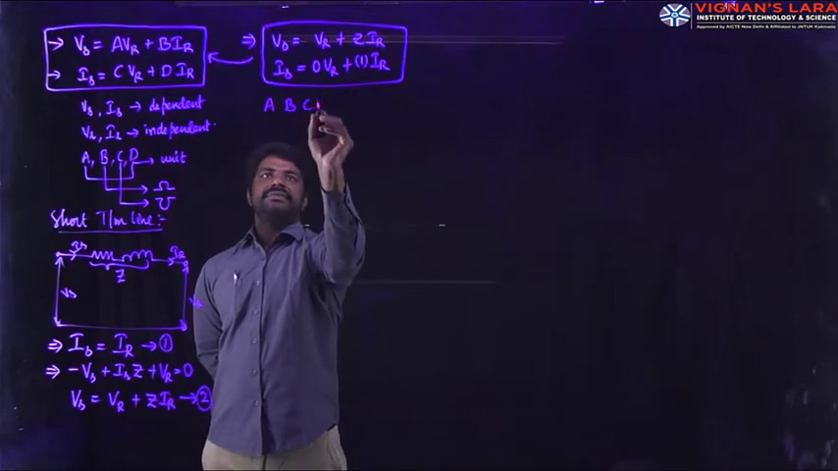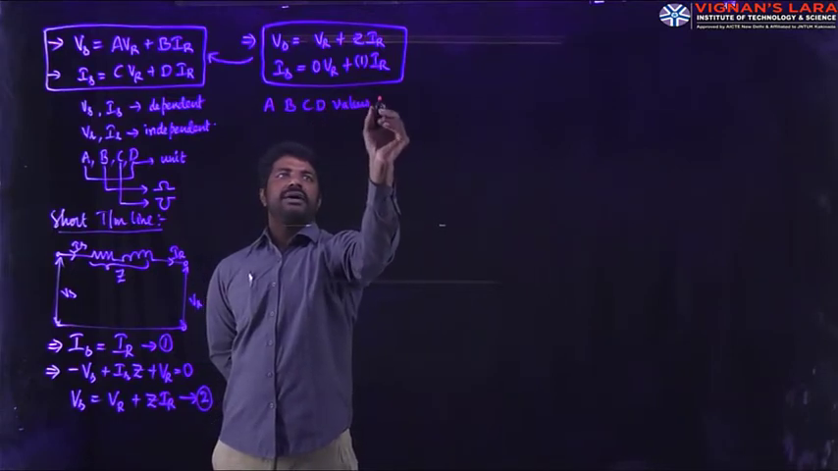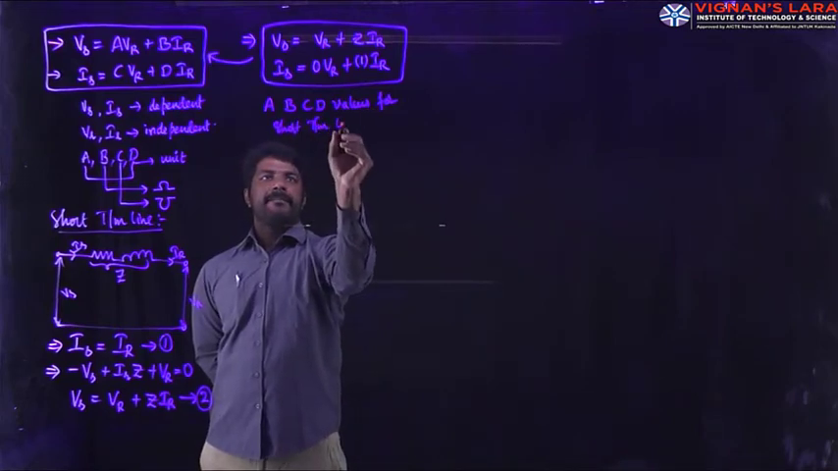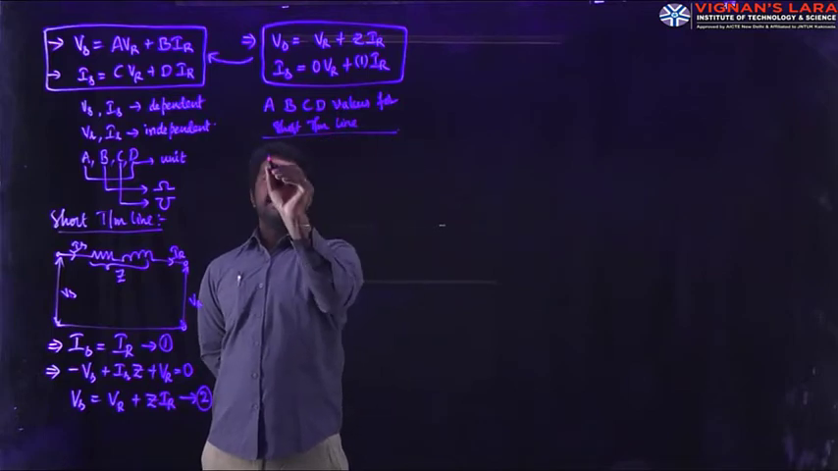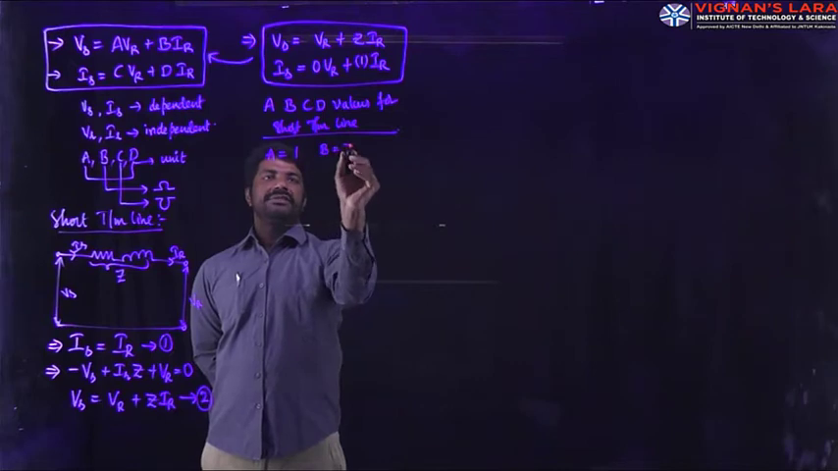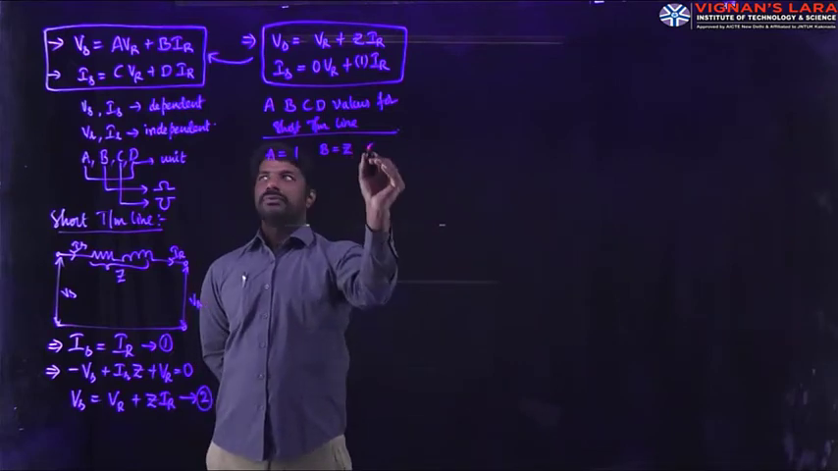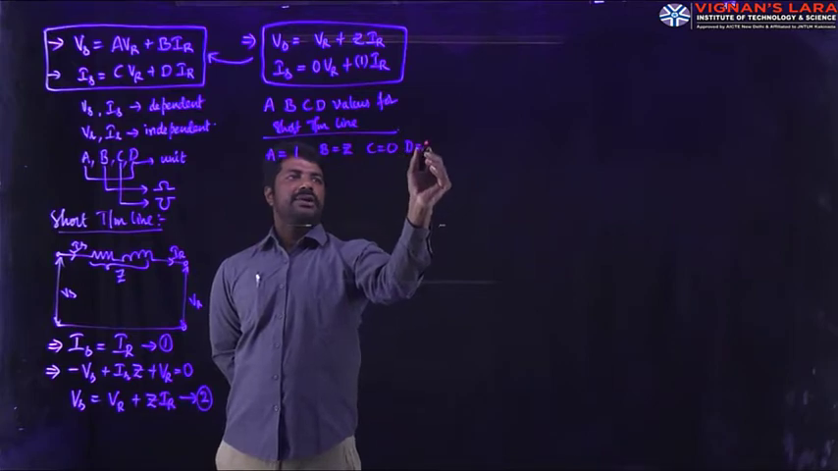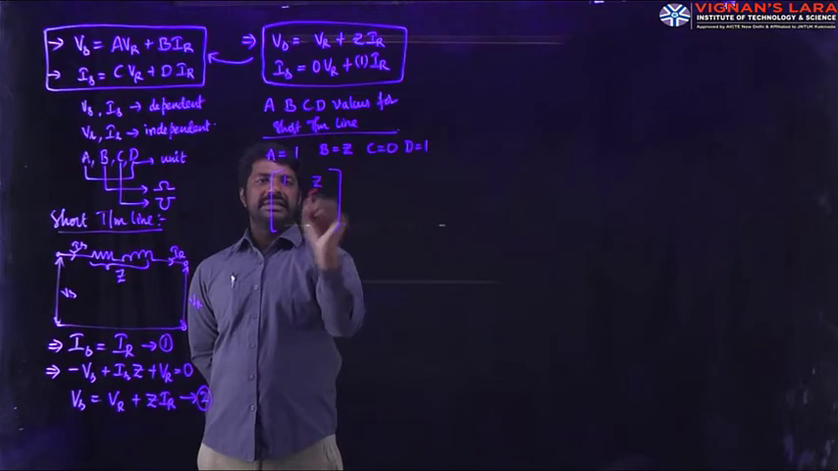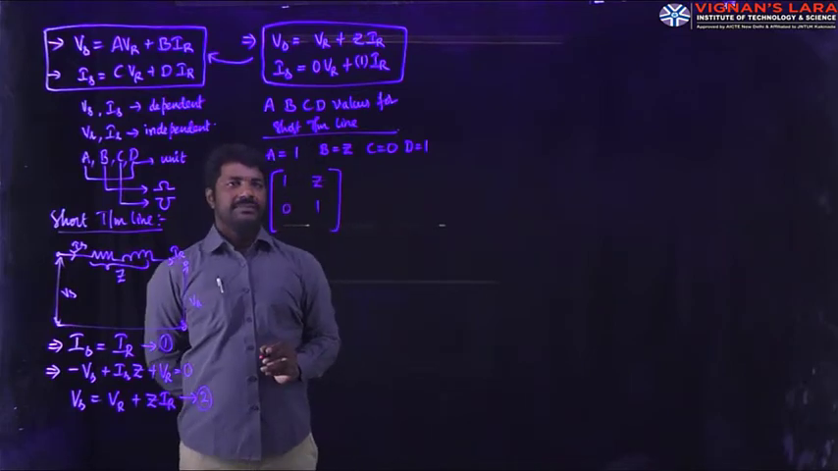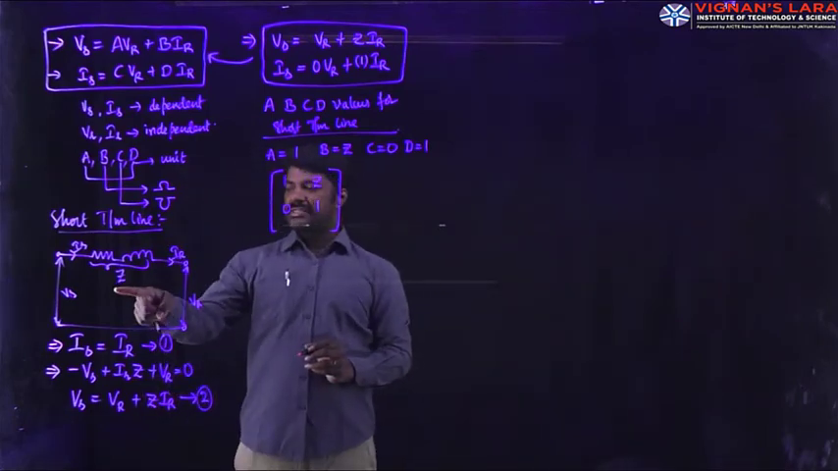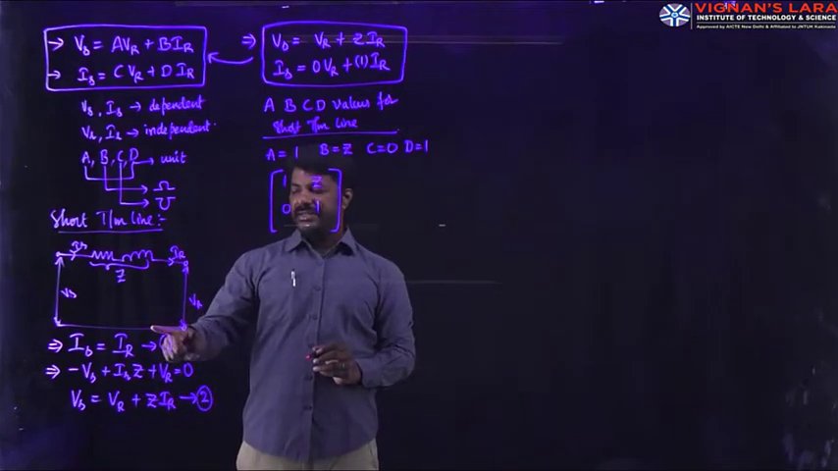Then the ABCD values for the short transmission line: A is equal to 1, B is equal to Z, C is equal to 0 and D is equal to 1. Therefore, 1 Z 0 1. You can observe that this short transmission line has only the series element Z, with shunt admittance neglected, that is, Y as 0.